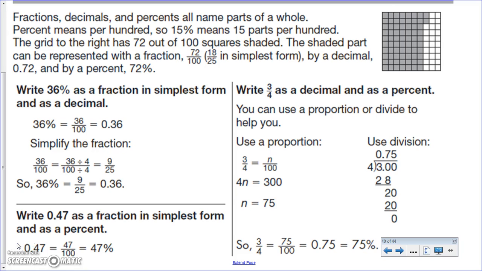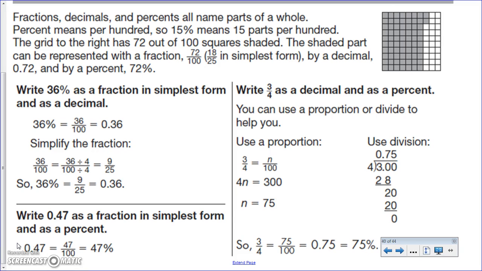For a third example over on the right here, it asks us to write 3/4 as a decimal and as a percent. You can use a proportion or divide to help you. So we know that 3/4 needs to equal something over 100. You can do it using cross multiplying like they've done, 4 times n and 3 times 100 equals 300. Then they divide by 4 on both sides to get 75.